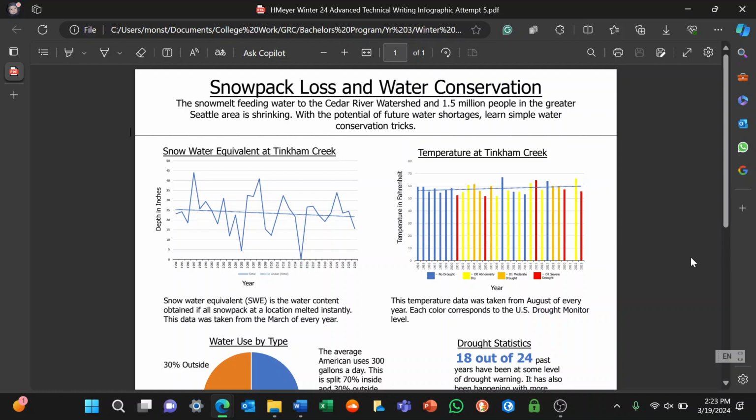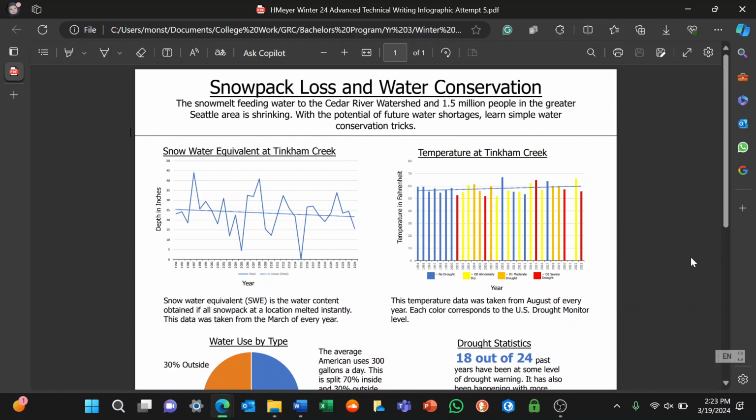Simple, to the point. If you read it, you know what this is about. My opening text are several sentences that one of my fellow students gave me an idea to write. My original opening text was long, verbose, wandered a little bit. These two sentences really help push my point on learning some simple water conservation tricks and why you should care about the snowpack loss.